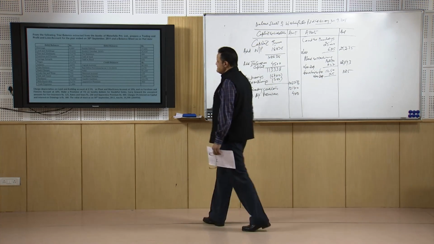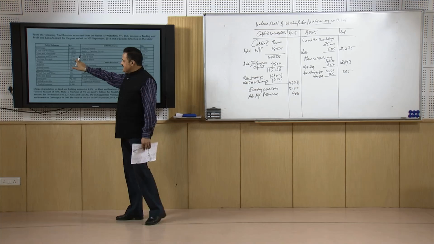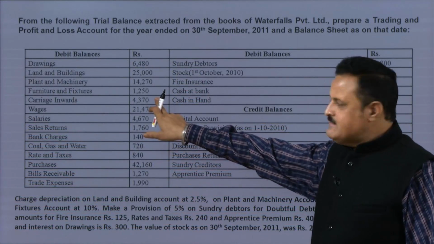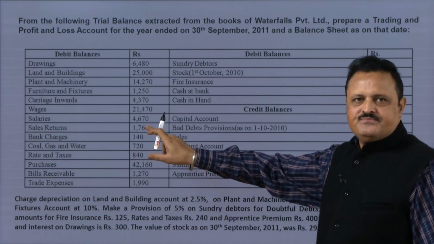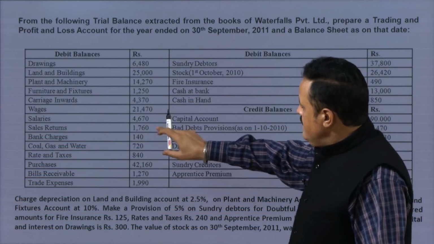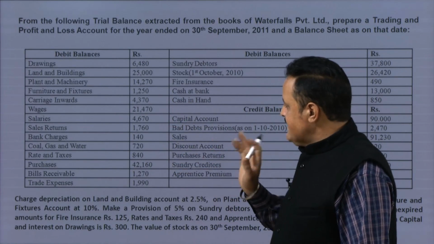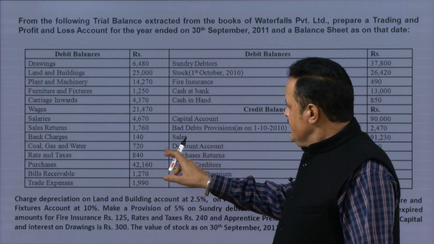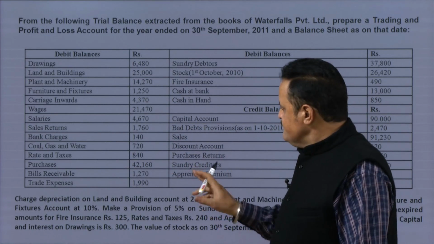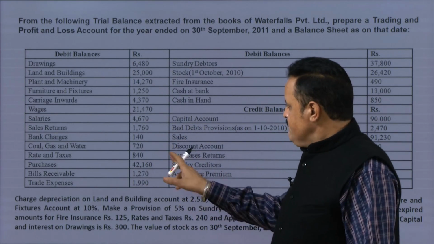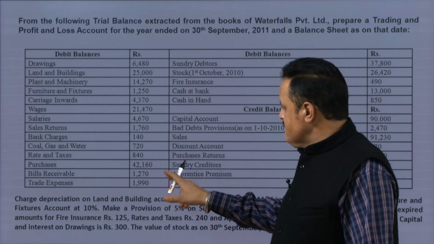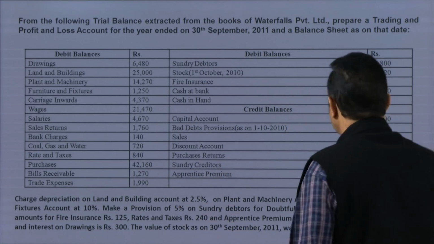Then, now you again check it up. Carriage inward we have already taken, no need to take it again, right. Then wages we have already taken, salaries we have already taken, sales return we have taken, bank charges we have taken, coal, gas and water we have already taken, rates and taxes we have taken, purchases we have taken. Bills receivables. Now yes, we will talk about the bills receivable.